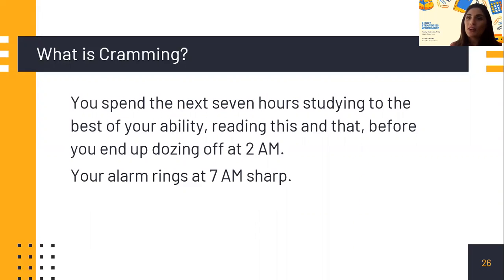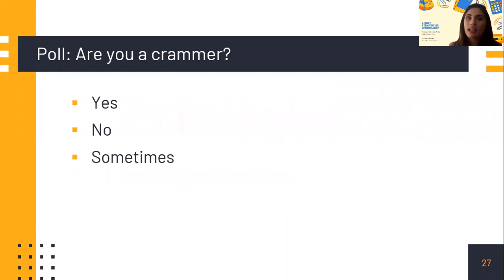So you spend the next 7 hours in a marathon study session, studying to the best of your ability, reading this, reading that, multitasking, going here and there before you end up dozing off in your textbook at 2 in the morning. But then your alarm rings at 7 a.m. sharp. So the question is, are you a crammer? So does this sound like anything that you have done before? Sometimes cramming isn't that extreme. Sometimes it's still waiting until the last minute and participating in unorganized, unplanned studying. So the question once again is, are you a crammer?